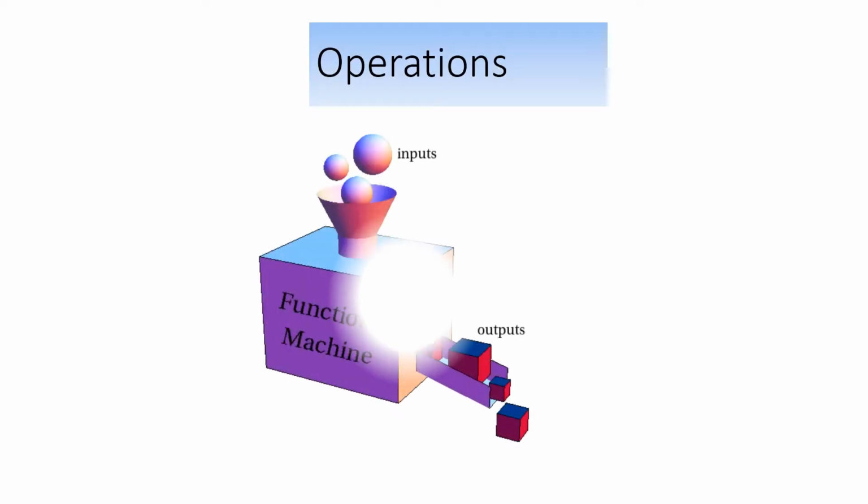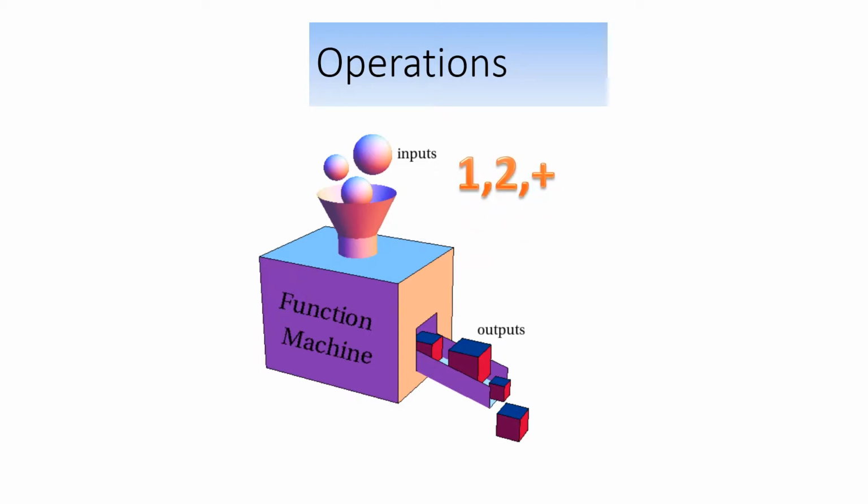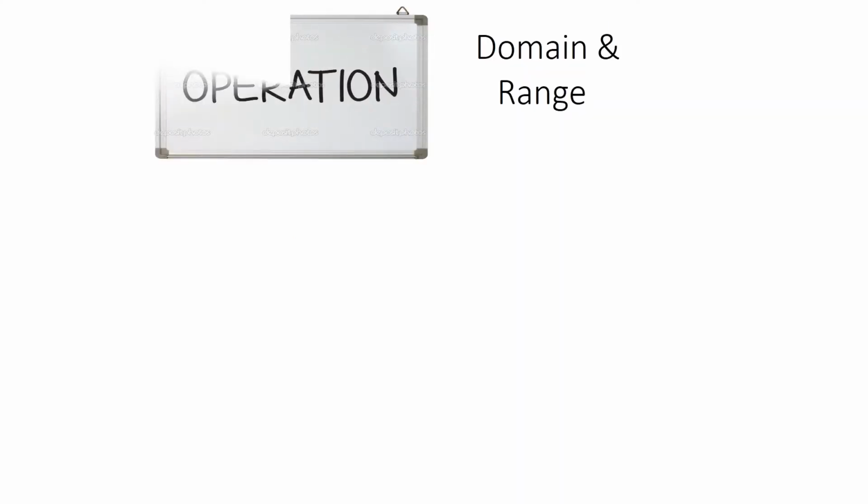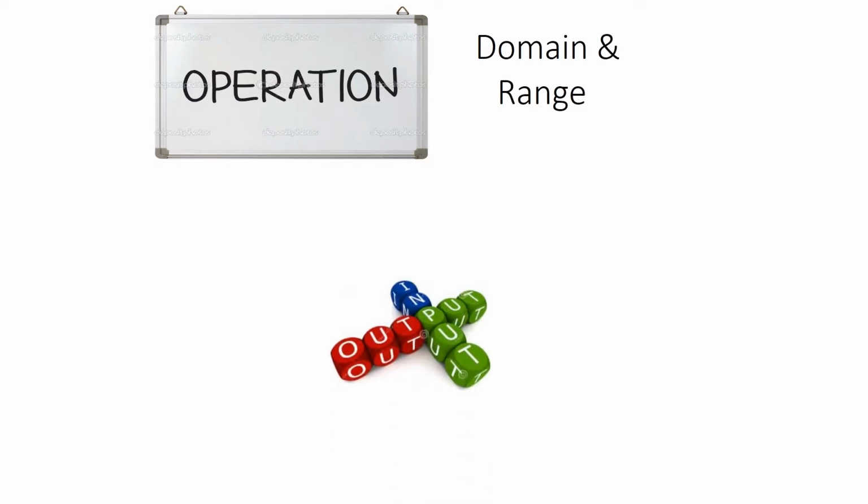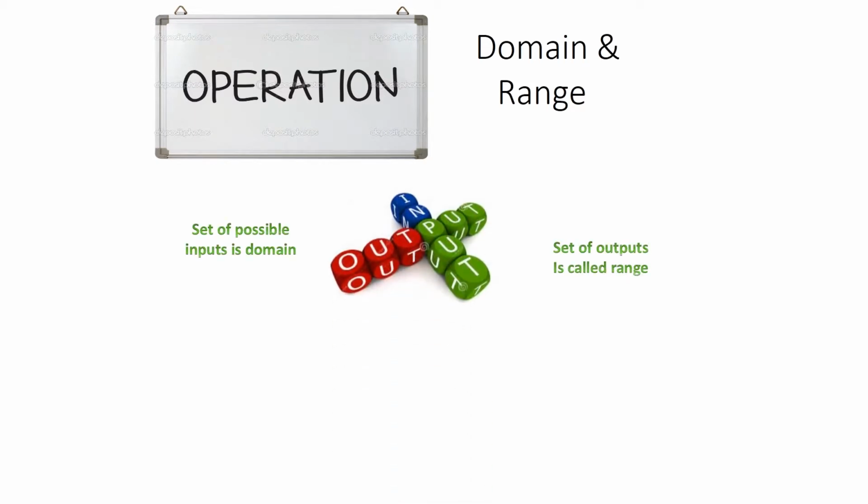An operation is a function which takes one or more arguments in the form of operands and produces a well-defined and unique result. Here, arguments or operands are the inputs and result is an output. Every operation has a domain. Domain is a set of possible inputs on which it is defined, and a range, which is a set of possible results that it may produce.